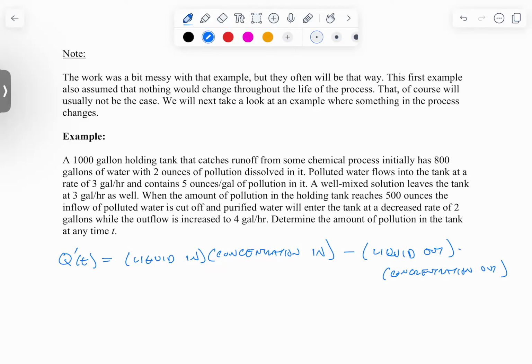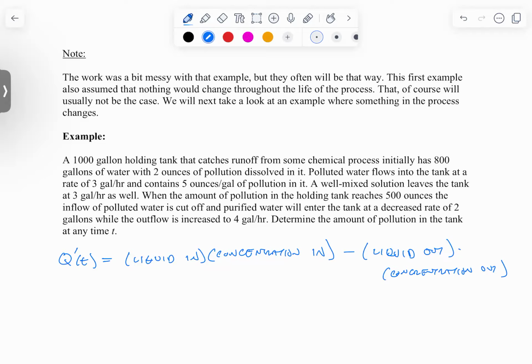A 1,000-gallon holding tank catches the runoff from a chemical process. Initially it has 800 gallons of water with 2 ounces of pollution dissolved in it. Polluted water flows into the tank at a rate of 3 gallons per hour and contains 5 ounces per gallon of pollution in it. A well-mixed solution leaves the tank at 3 gallons per hour as well. When the amount of pollution in the holding tank reaches 500 ounces, the inflow of polluted water is cut off, and purified water will enter the tank at a decreased rate of 2 gallons per hour, while the outflow is increased to 4 gallons per hour. Determine the amount of pollution in the tank at any time t.